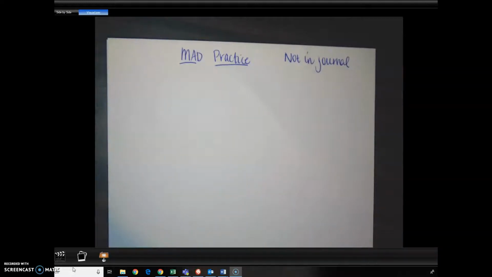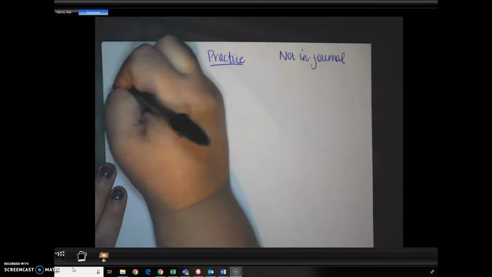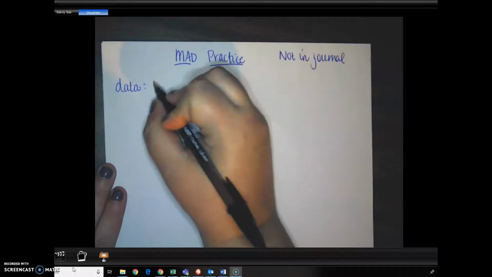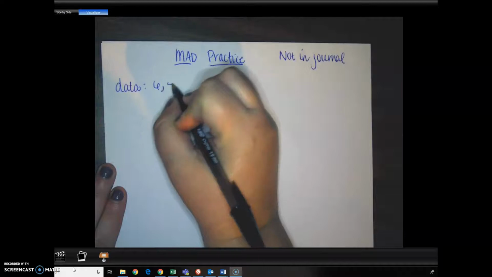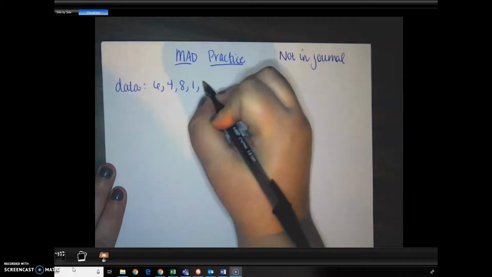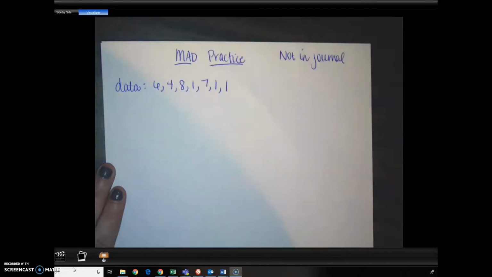Alright, so we've got some MAD examples, and I have not worked these out, so I don't know how pretty or ugly the numbers are going to be. But what I do encourage you to do is when I say pause the video, pause it and try it. If you don't pause it and try it, then all you're doing is copying down the notes, and that's not going to do you any good when it comes to test time.